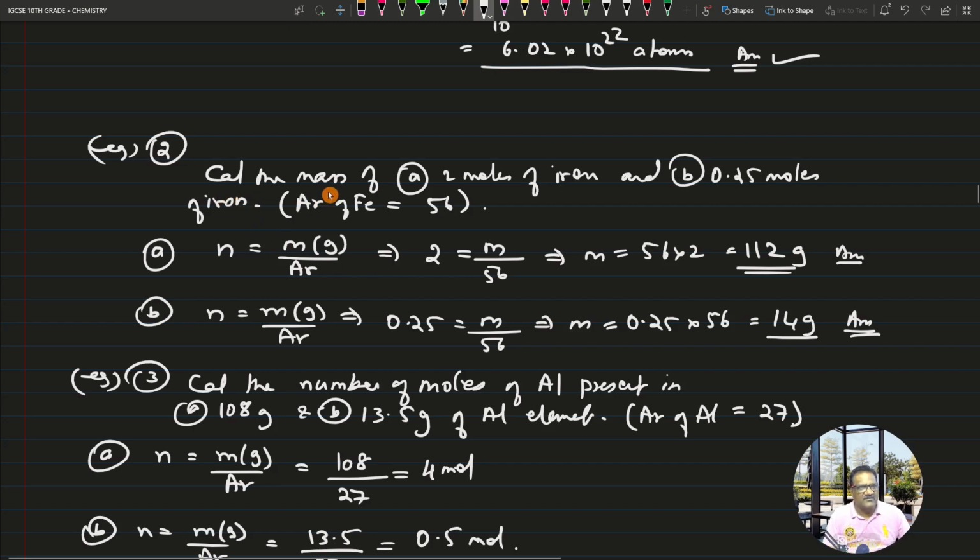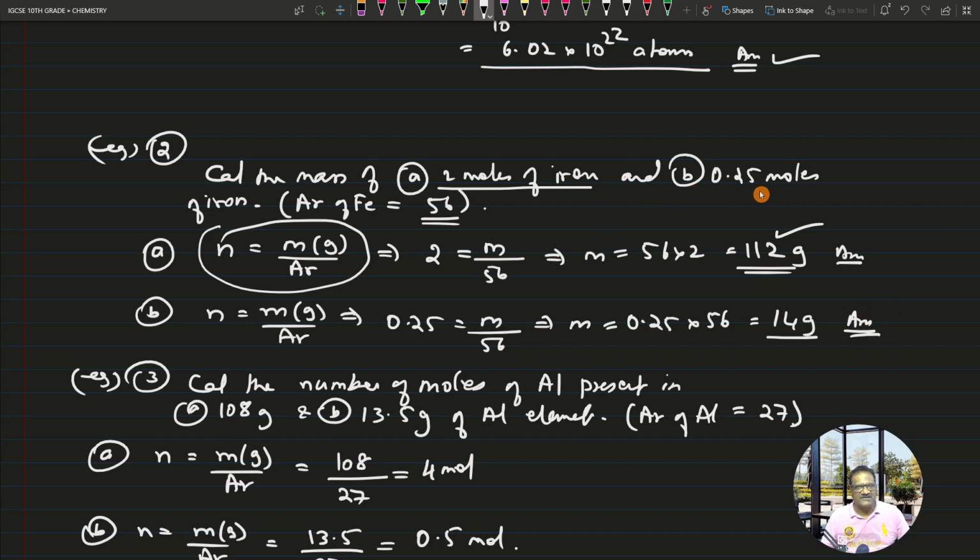Now, let us move on to example number 2. Here, they are telling you to calculate the mass of (A) 2 moles of iron, and (B) 0.25 moles of iron. The AR value of iron is 56. Again, you will have to use this formula: N is equal to M in grams upon AR. According to this formula, N is given as 2 moles, and M is something that you have to find out. AR for Fe is 56. So you get 2 is equal to M upon 56. So M will be 56 times 2, which comes out to 112 grams.